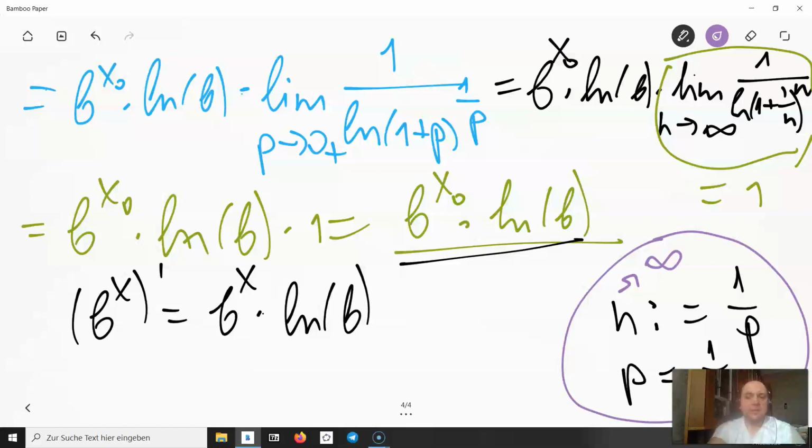And now, as you can see, this is running towards e. So we got ln e in the denominator, which is 1. So this is basically b to the power of x0 times ln b times 1. So we're getting to this value.